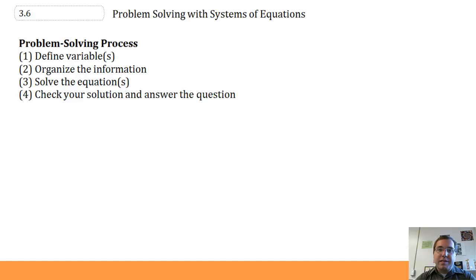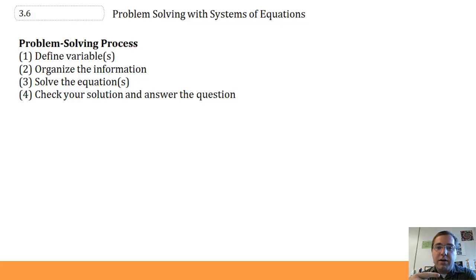This is section 3.6 of Honors Algebra 2, problem solving with systems of equations. So we get to do word problems. I want to review with you the four-step problem solving process that we used in the first unit, and we're going to use it again here.